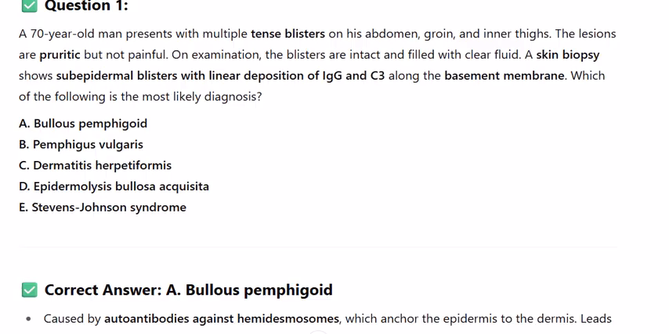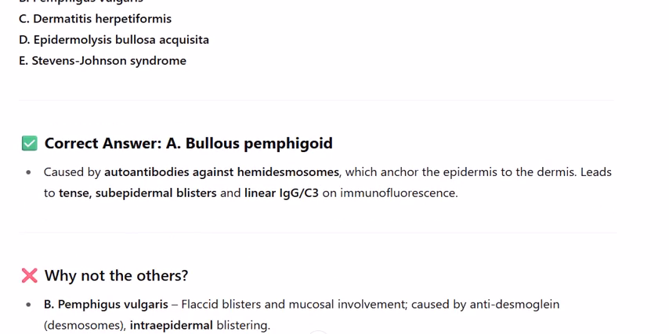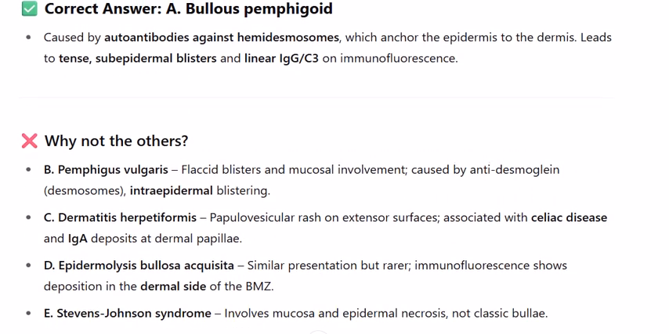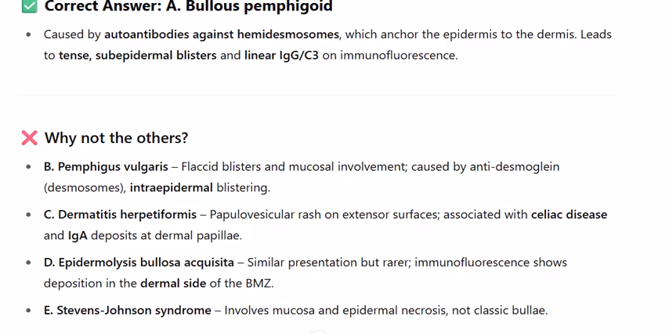A. Bullous pemphigoid. B. Pemphigus vulgaris. C. Dermatitis herpetiformis. D. Epidermolysis bullosa acquisita. E. Stevens-Johnson syndrome. The answer is A. Bullous pemphigoid, caused by autoantibodies against hemidesmosomes, which anchor the epidermis to the dermis, leads to tense subepidermal blisters and linear IgG-C3 on immunofluorescence.